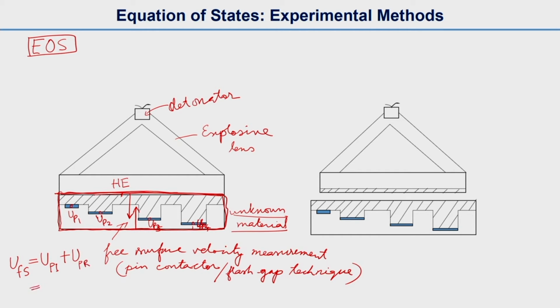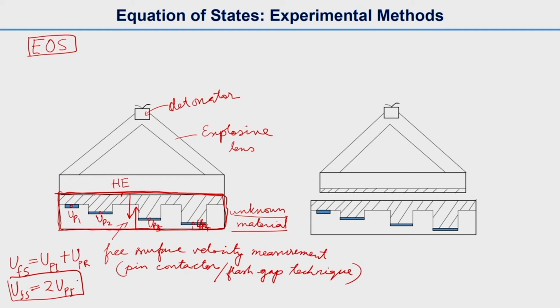So, then the reflected particle velocity, as we discussed earlier, will be equal to the incident one. So, this will look like this. So basically, U_fs will be twice the particle velocity, the incident velocity that will be reflected back from the free surface.